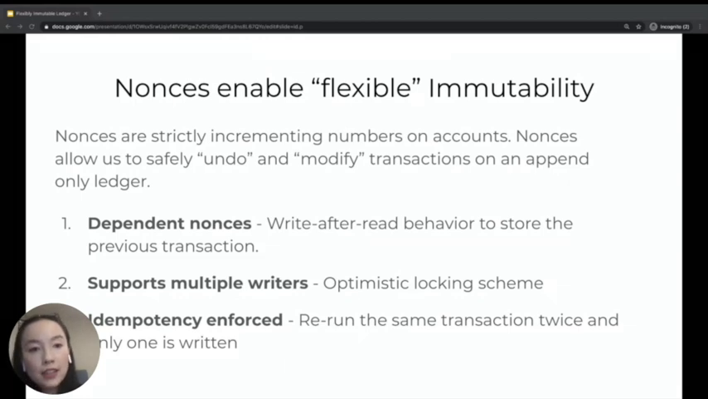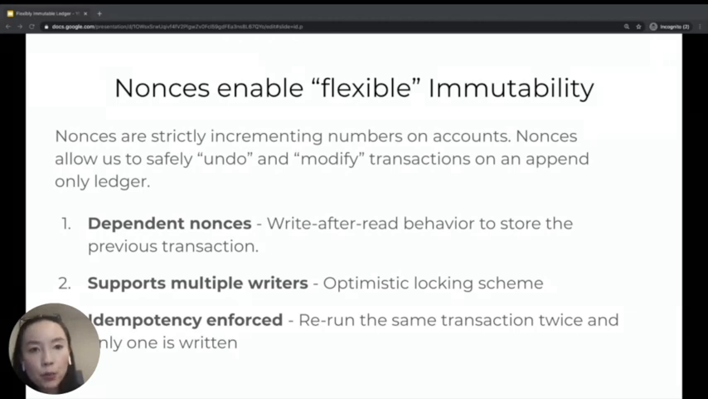One is dependency. We introduce this concept of read after write after read behavior. So every time a new transaction is written, we have to record the nonce of the previous transaction. This allows us to see the entire chain of transactions that have happened on Pulley. So if we wanted to delete a single transaction, what we can do instead is see what are all the transactions that depend on it and delete all of those as well.